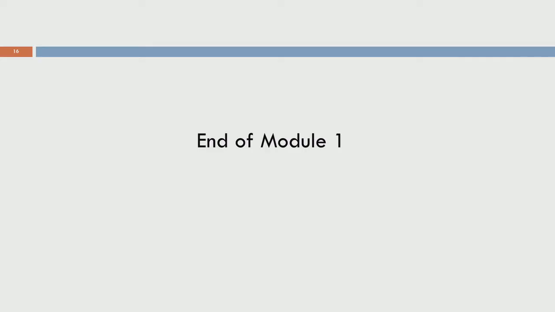So, with this we are at the end of module 1. In the next module we will take up a small problem and we will see how to solve the problem, and we will also see how to write it as a program.